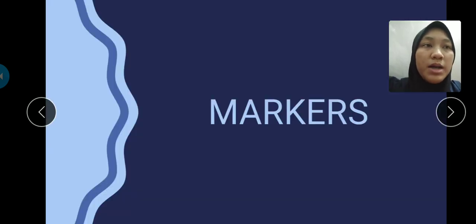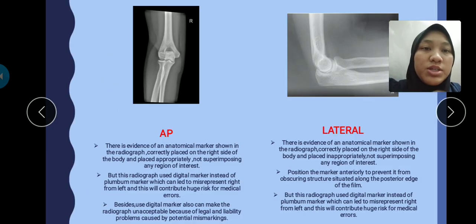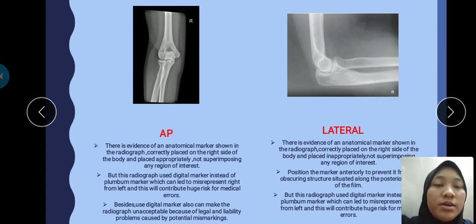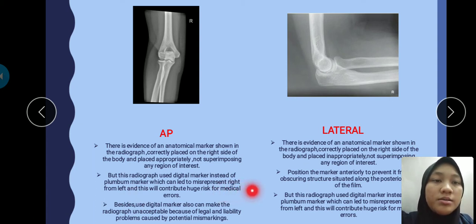Okay, we continue to the markers. For AP projection, there is evidence of an anatomical marker shown in the radiograph, correctly placed on the right side of the body and placed appropriately, not superimposing any region of interest. But this radiograph uses digital markers instead of lead markers, which can lead to misrepresenting right from left, and this will contribute a high risk for medical errors.